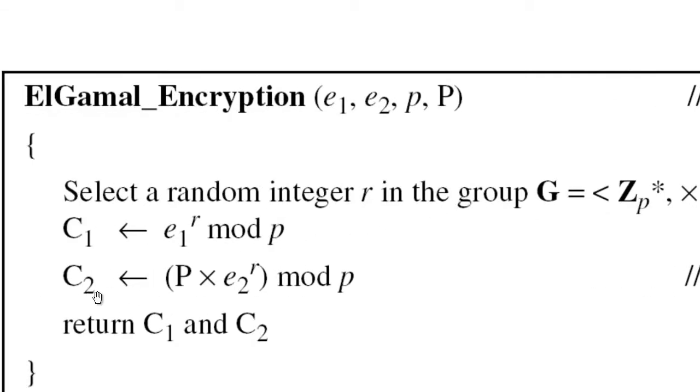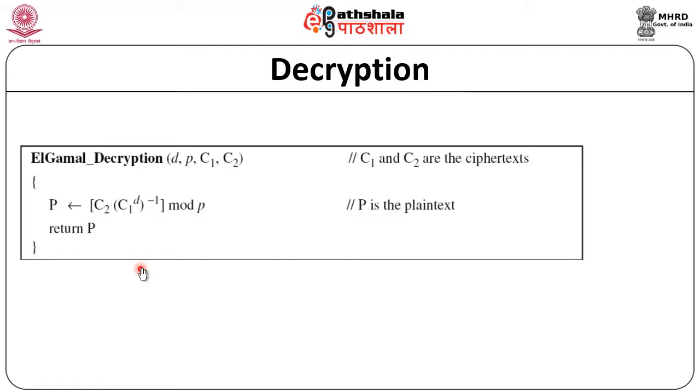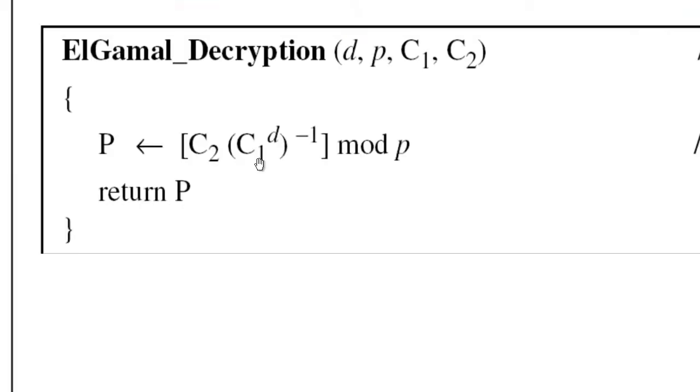Now they are going to generate C2 from P into E2, where E2 is also sent by Bob to Alice, using the random integer r, which provides two ciphertexts C1 and C2. On the decryption side, we already know C2 into C1 power d inverse mod p will give the plain text. C1 and C2 are sent by Alice to Bob, where now Bob can use its own private key.